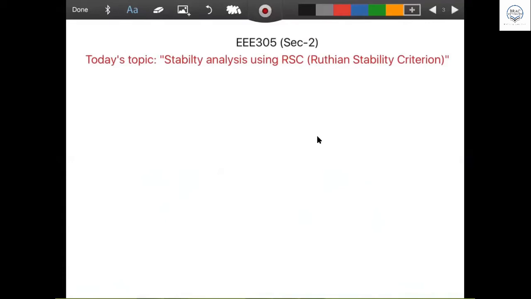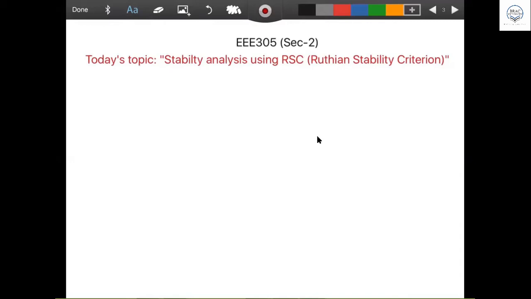Now let's go with the class today. The new topic we're going to start is stability analysis using a criterion by Mr. Routh. According to his name, this criterion is called the Routh stability criterion. The Routh-Hurwitz stability criterion was developed together with Hurwitz, another person, but normally everybody talks about Routh. We call it RSC in short.